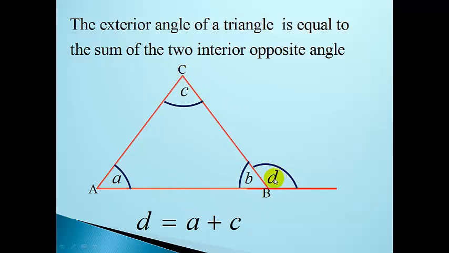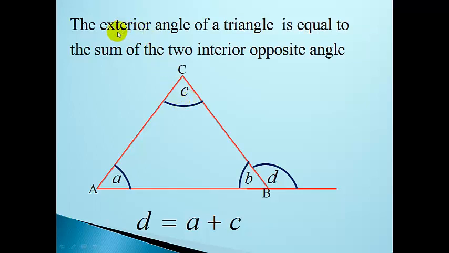And because D is outside the triangle, we say D is an exterior angle. Now the exterior angle of a triangle is equal to the sum of the 2 interior opposite angles. When we consider the exterior angle D, the 2 opposite interior angles are C and A.